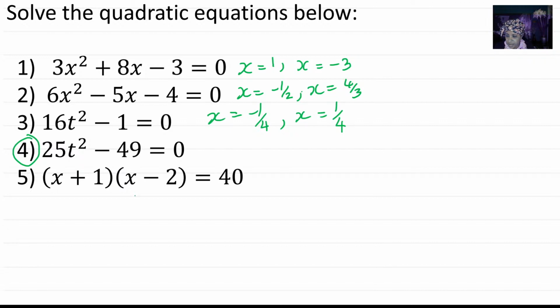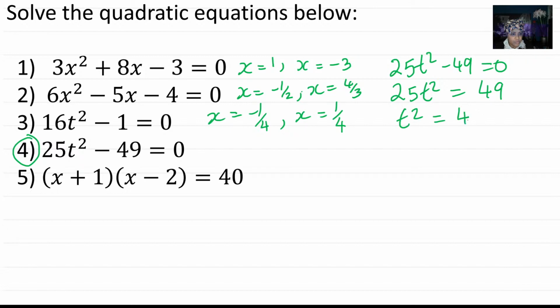The first one is the quickest way. Yeah, that is the right answer, but let me show Mansi how to do it. Okay, so we can do the quickest way. We have 25t squared minus 49 equal to 0. So we can do 25t squared equals 49. Divide by 25 both sides, then we have t squared is equal to 49 over 25.